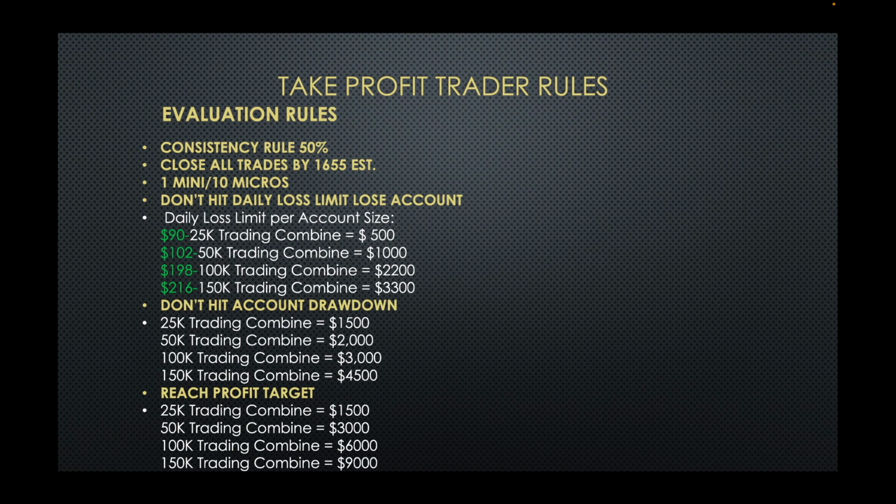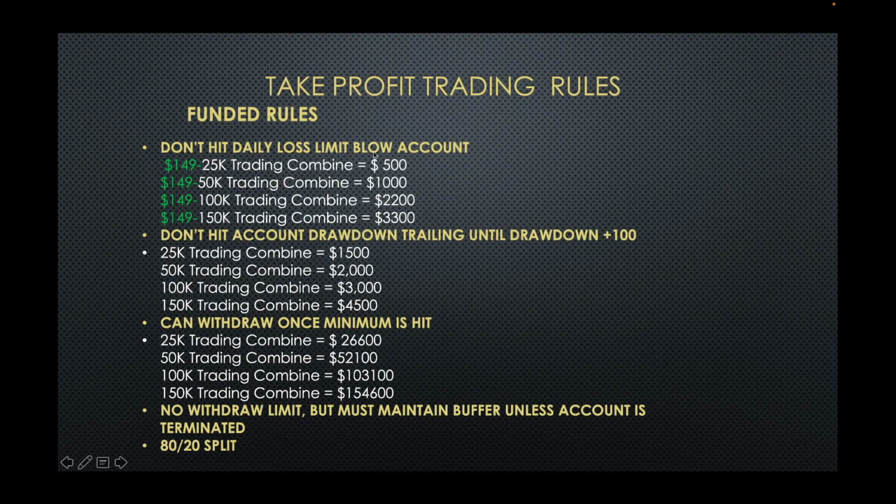Top Step isn't. You could trade through news, but the evaluation stage of Apex, you could trade through news, but the actual funded stage, you can't. So Take Profit, when you get to the funded stage, it's $149. They still have their daily drawdown on there. And then it's the same as Apex. It's basically once you hit the drawdown plus 100, you can withdraw money. So for a 50K account, 50 to 100, you can withdraw money.